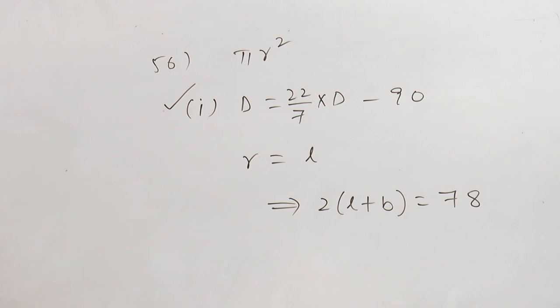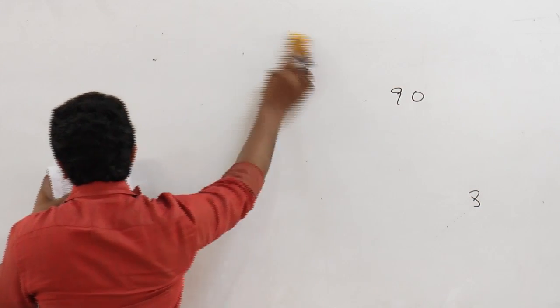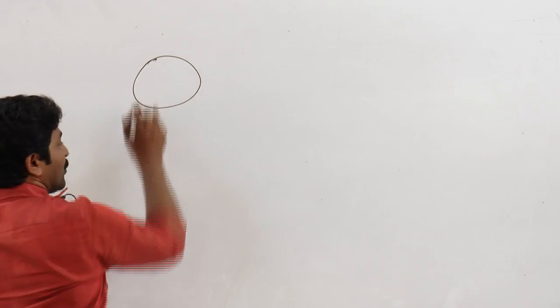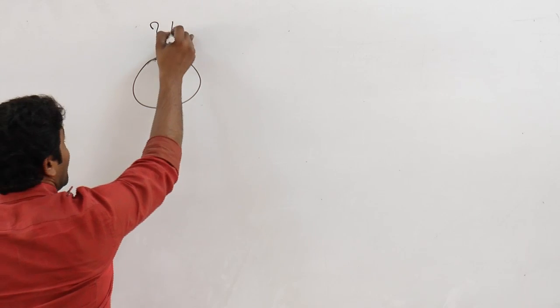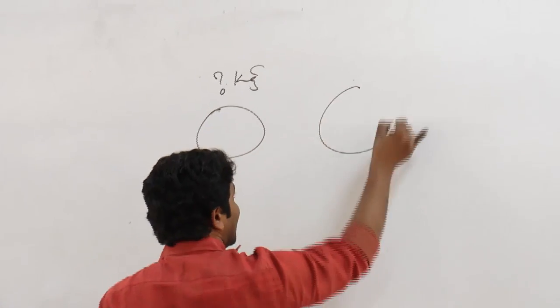Next, 57. Cedric mixed 2 types of rice for selling the mixture in his shop. What is the quantity of the first type of the mixture? Which concept? Allegation. This is quantity 1. How many kgs of first quantity we have? This is what your question. This is second variety.